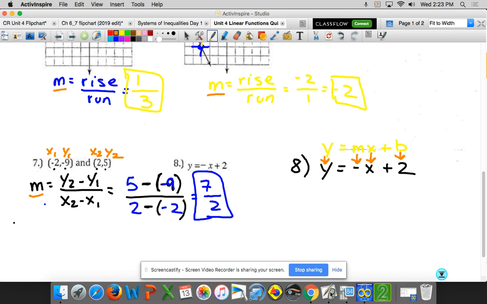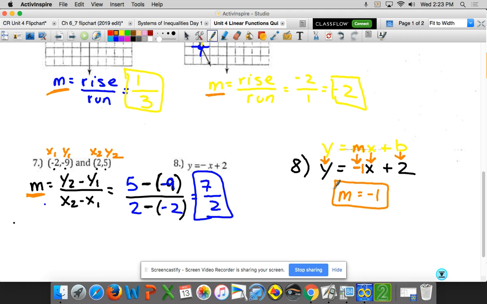So y is y, m is negative 1, and we already know that m represents our slope. That's what we're trying to find from numbers 5 through 8. So all we have to basically do is play matchup here and just understand that m is always the number in front of x, or in math terms, slope is always the x's coefficient. So therefore, m is just negative 1.